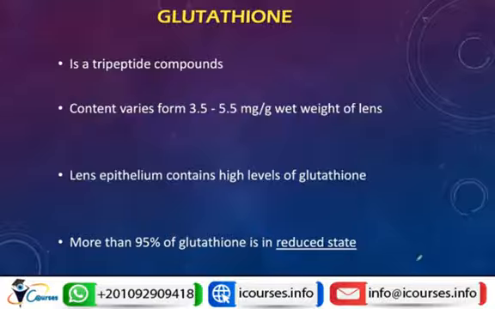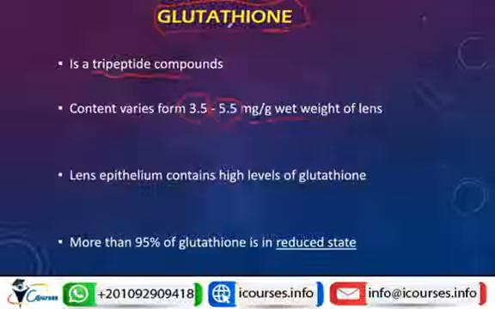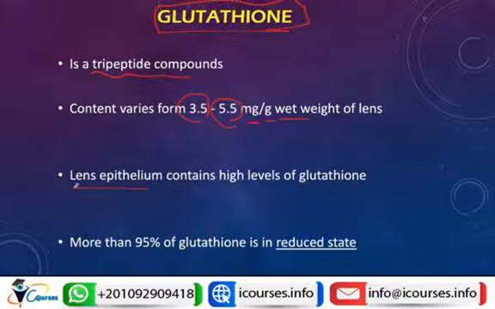A very, very important substance present in the lens is called glutathione. So what is glutathione? Glutathione is a tripeptide compound that is very important, and it makes about 3.5 to 5.5 milligram per gram wet weight of the lens. So what is the source of this glutathione? It comes from the lens epithelium.